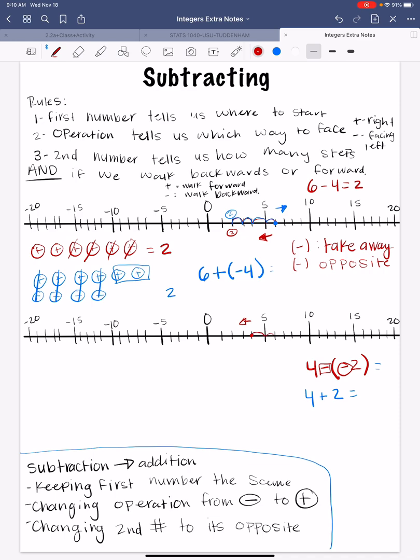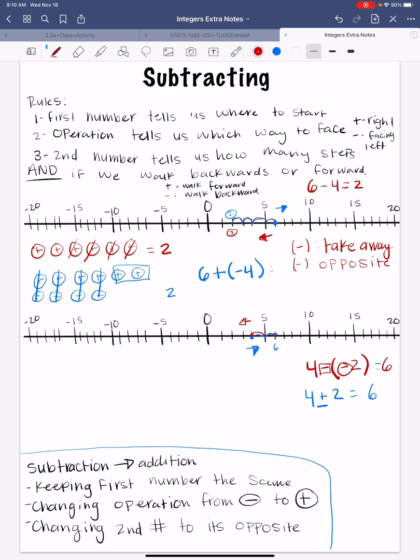1, 2, 3. Oh, excuse me, I was only supposed to go 2. I apologize, guys. So 1, 2. And that put us at positive 6. If we look at this with addition, which, again, we can change them and they mean the same thing, we would start at 4, which is right here. We would face to the right, because this is an addition sign, and because it's not a negative number, we would just walk forward. We would walk 1, 2, and we're still going to end up at positive 6.